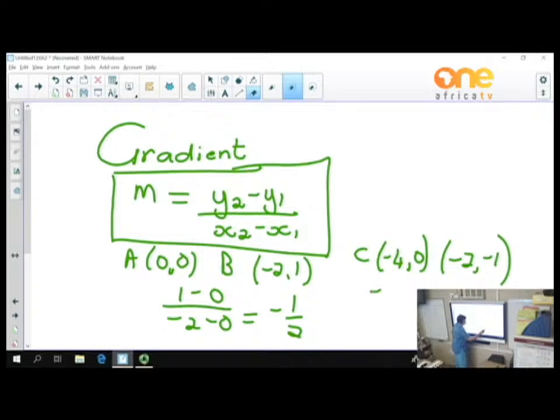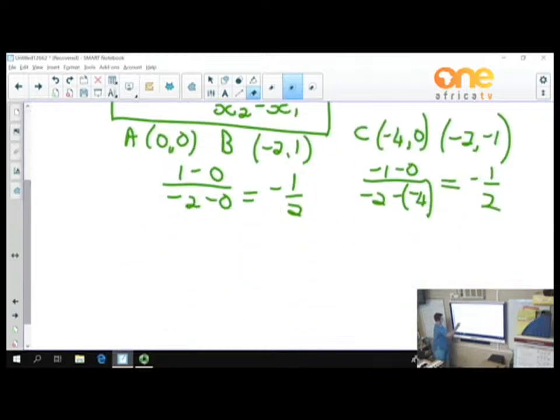So this will be negative 1 minus 0 over negative 2. Be careful here with the signs, because otherwise yours is going to be wrong. So it's negative 1, and then negative 2 plus 4, which is positive 2. Yeah, but positive or negative? Also negative a half. Okay, now I'm not going to draw this one now, but if my gradients are the same, it's going to be parallel. So these two lines, AB, will be parallel to CD. If the gradients are equal, the lines are parallel.